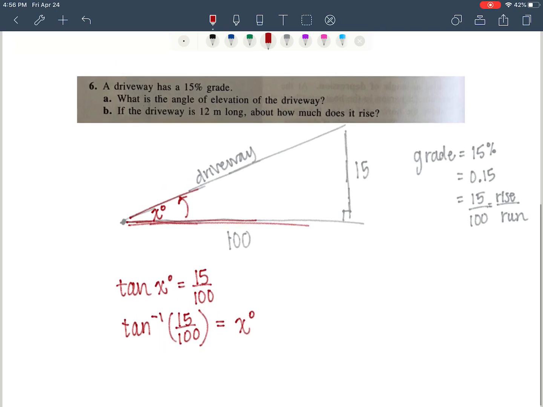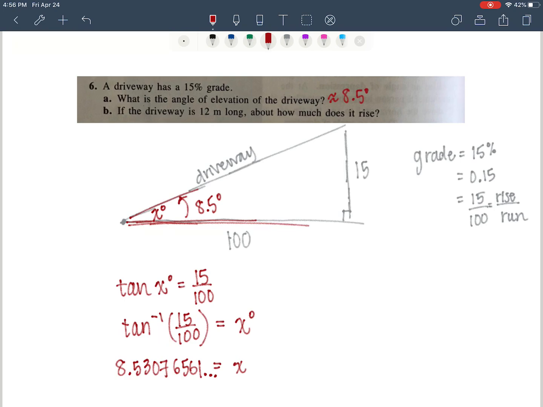And when you put that into your calculator, you get something like 8.53076561, and it keeps going actually. It stops on your screen because it can't keep scrolling, but that keeps going forever. So we say that it's approximately 8.5 degrees, right? So we say, okay, well, the angle of elevation is about 8.5 degrees.